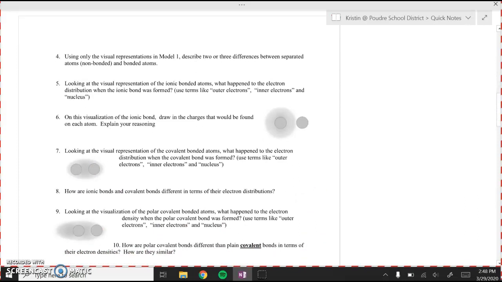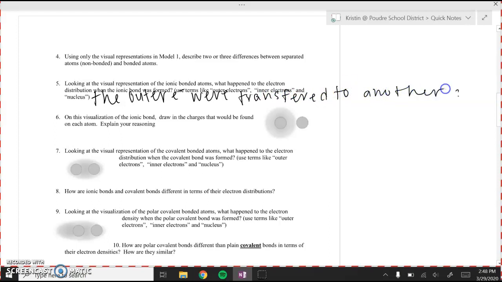So if we're looking at our ionic bonded atoms, what happened to the electron distribution when the ionic bond was formed? So the outer electrons were transferred to another atom, but the inner electrons and nucleus are unaffected.